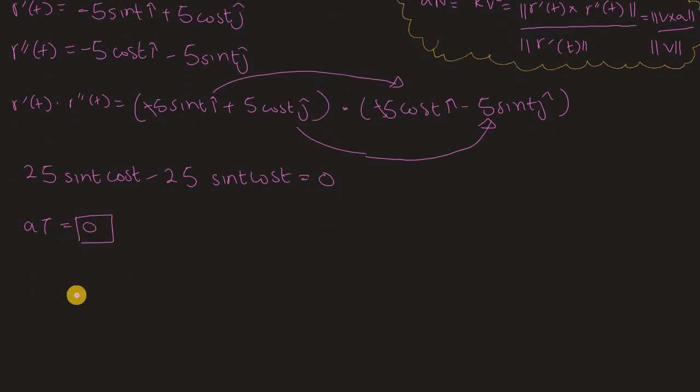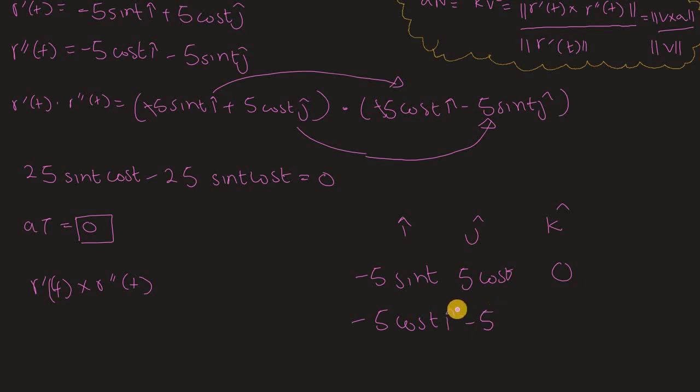So let's calculate the cross product of them. This is r prime of t times r prime prime of t. Let's write it here: i, j, k, and the first thing is r prime, so we write r prime of t in the first row. So we write negative 5 sine t, and then 5 cosine t, and there's no k hat, so that's 0. And in the second row, we write r prime prime of t, the second derivative: negative 5 cosine t, negative 5 sine t, and again there's no k hat component, so it's 0.